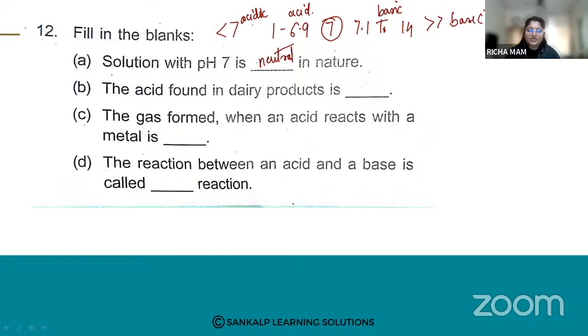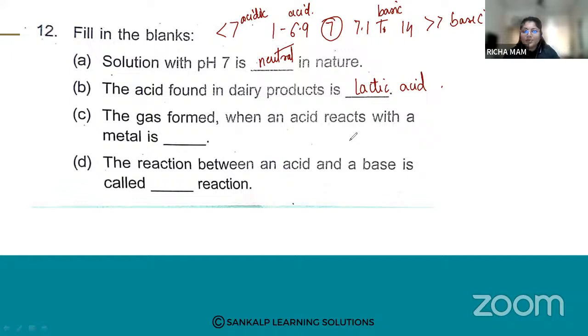Okay, next question. The acid found in dairy products is, which is the acid present in dairy product? It is the lactic acid. So lactic acid is a natural organic acid. It is used for fermentation, lactose fermentation. So it is present in your milk. Okay. Fine. Next one.